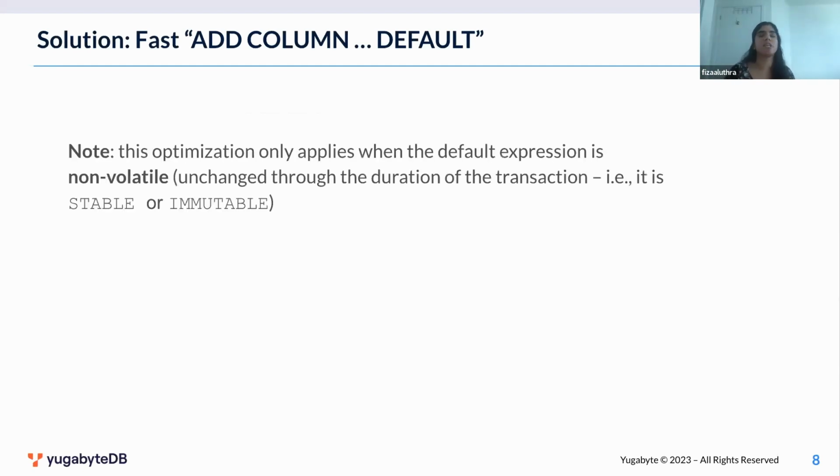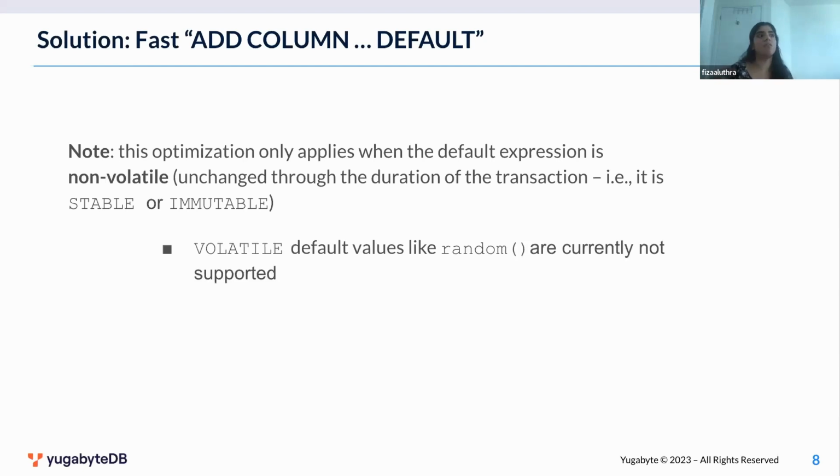Yeah, so as I was mentioning before, one caveat is that this optimization only applies when the default expression is non-volatile, which basically means that the evaluated expression remains unchanged throughout the duration of the transaction. So it could be stable or immutable. Volatile default values like random are currently not supported because intuitively, if our default expression is random, then every existing row could have a different random value, right? So we would have to store all of them anyway, so we can't really leverage this fast default method.